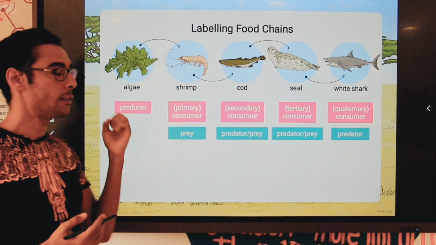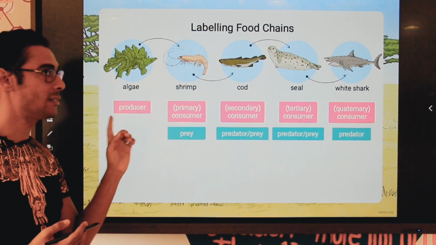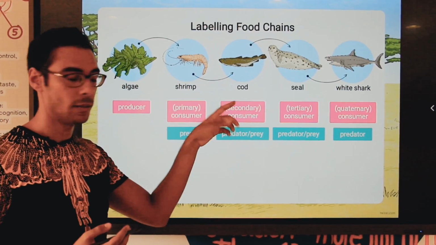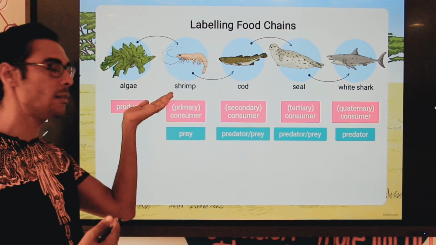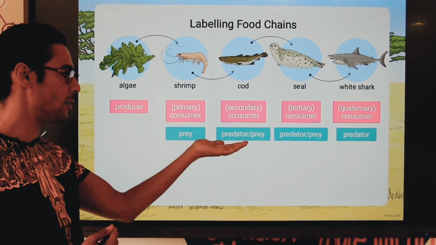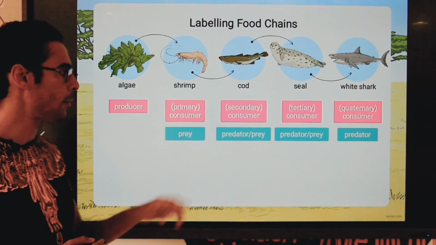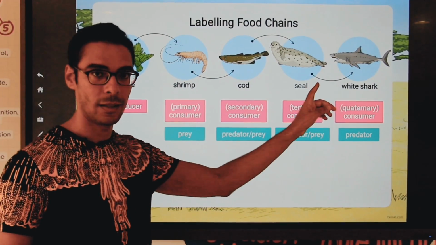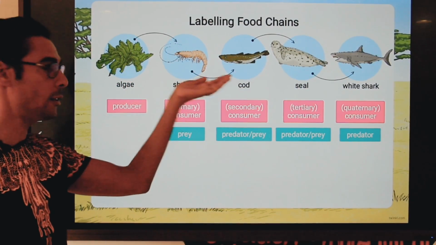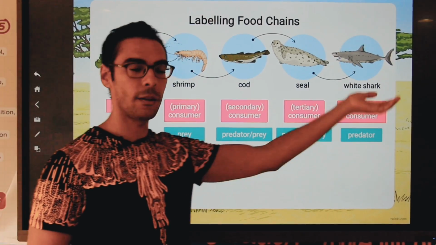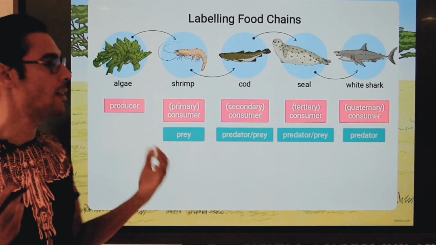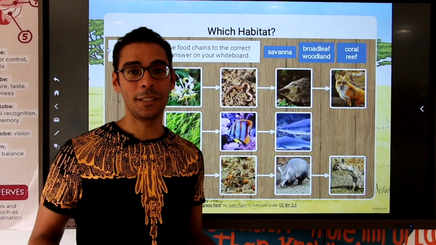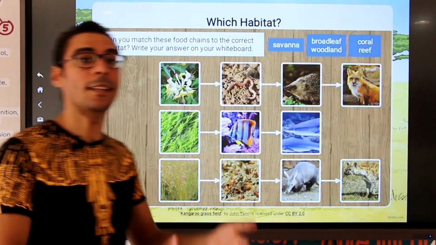The shrimp here represents a primary consumer, but it's prey for the following one. This one is predator and prey at the same time. It feeds on shrimp, so it is a predator for the shrimp, but prey for the seal. And the seal is considered the predator for this one, but it's prey for the white shark. And finally, the white shark represents a predator only. This activity might be a little different, but it's a little easier.